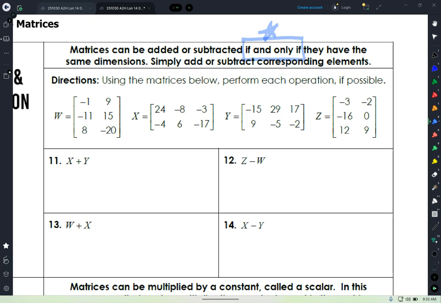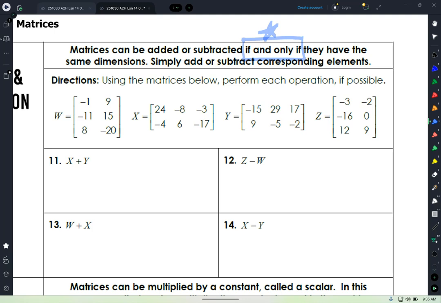So there will be addition and subtraction problems given to you where you'll have to answer, not possible. Because I'll be asking you to add or subtract matrices with different dimensions, and you'll have to say, I'm sorry, Mr. Vargas, that's against the rules. You cannot do that.